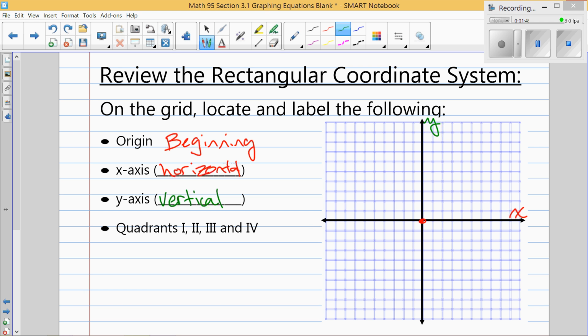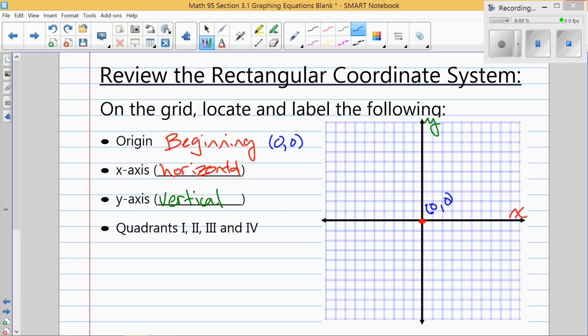Now, the origin I haven't labeled yet. I've marked it, but I haven't labeled it yet. How I want to label that is with what we call an ordered pair. An ordered pair tells me the x and the y location of a point. So this point right here is at the location 0, 0. It means I haven't gone anywhere for x and I haven't gone anywhere for y. I'm going to label that right here as well.